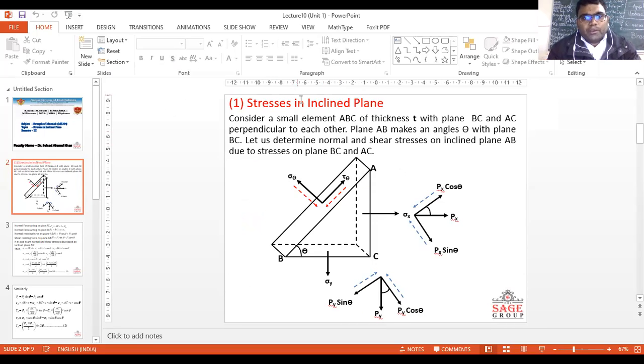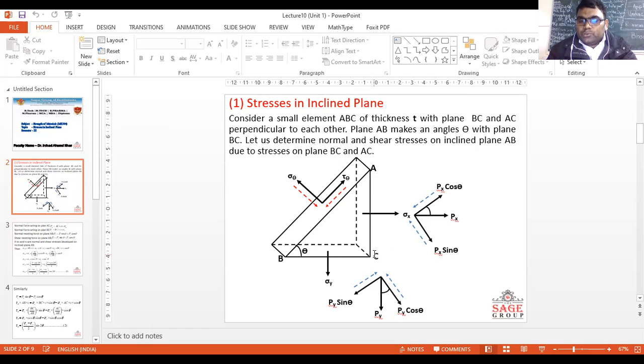As you can see, there are two cases. First, this is the inclined plane AB. On inclined plane AB, we are going to find out the magnitude of the stress. One is the normal stress, another is the shear stress on this plane AB. But the actual loading is in the planes AC and BC.